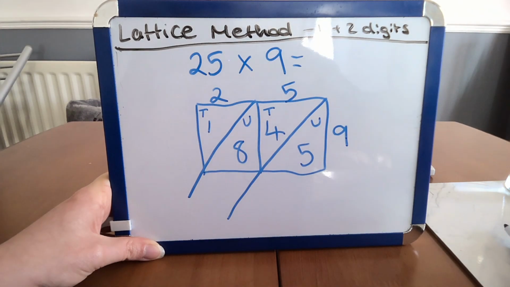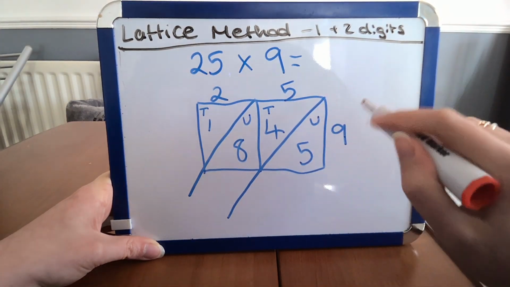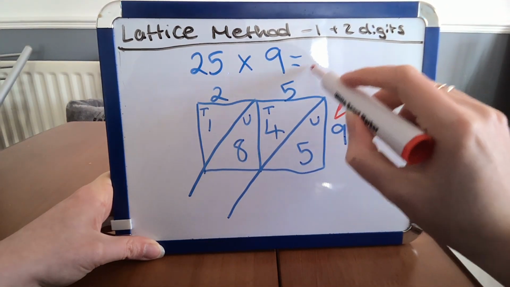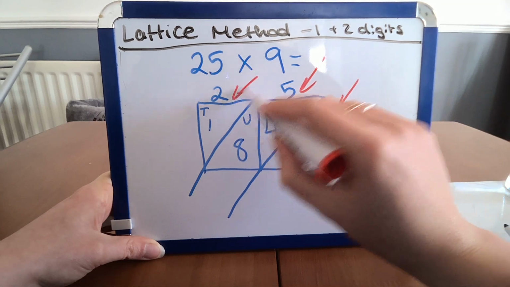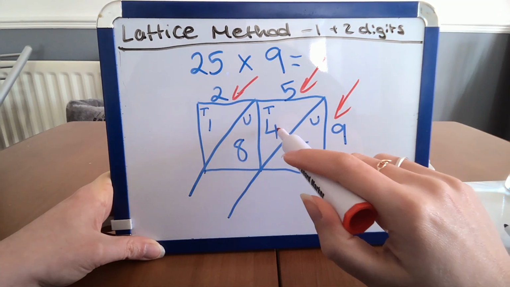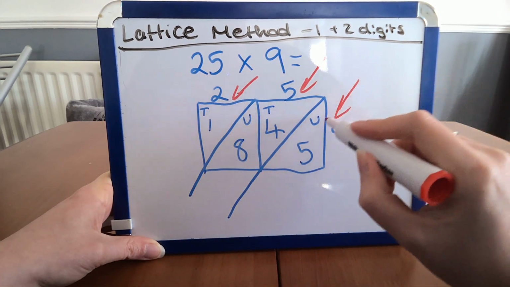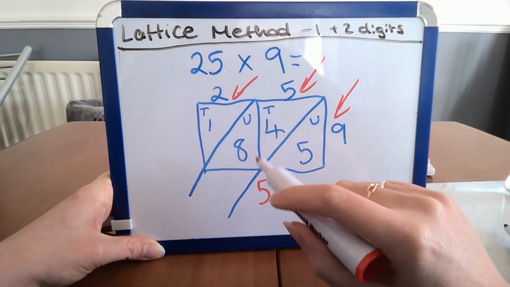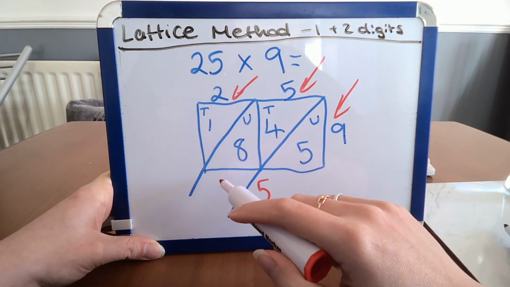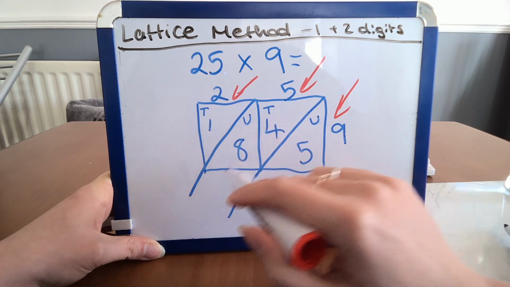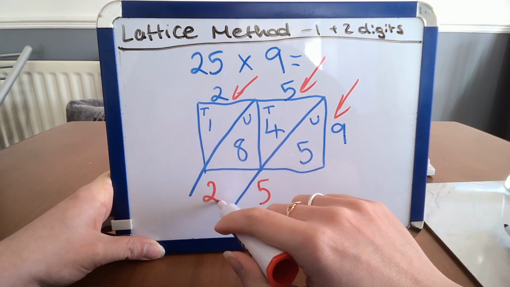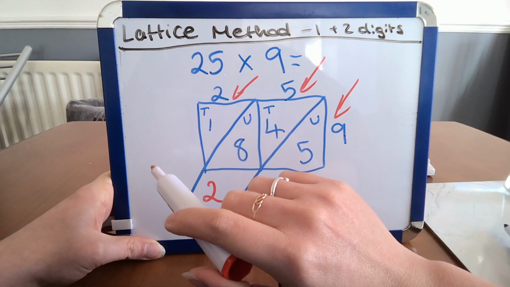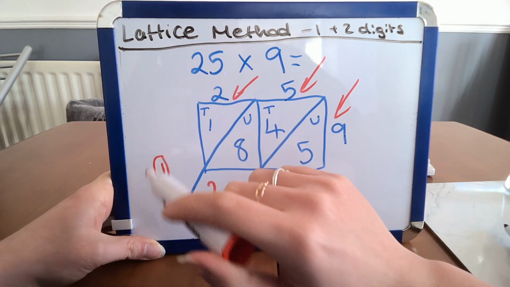Once I've done my multiplication, I then add. So I am adding the diagonal sections. So there are 3. 1, 2, 3. I first need to add this section, which is just 5. I then add this section, so 8 plus 4 is 12. My 2 goes here, and the 1 for the 12 I'm going to put over here.